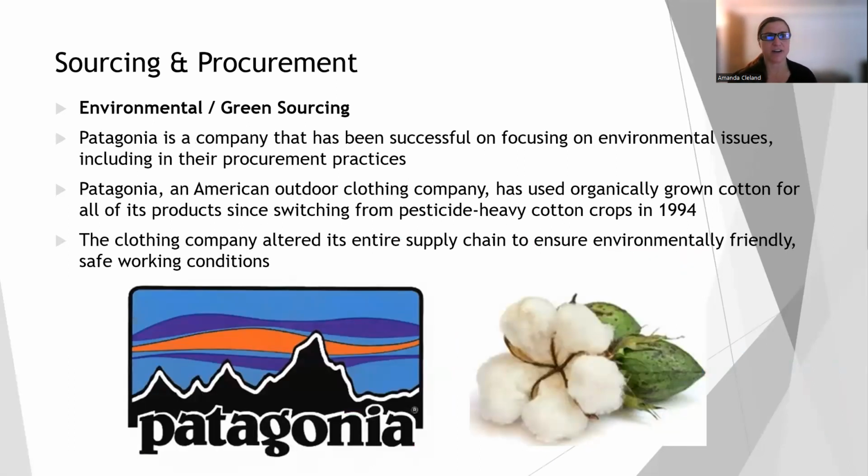Now let's talk about a company that's done it very well. Patagonia, this is a brand that I really love. I'm very into the outdoors, I like hiking, and Patagonia makes fantastic outwear garments, especially if you're into outdoorsy kinds of things. They have been very successful at focusing on environmental issues, including in their procurement practices, in their environmental and green sourcing. They're an outdoor American clothing company. They have used organically grown cotton for all of their products since 1994, when they switched away from very pesticide-heavy cotton crops.